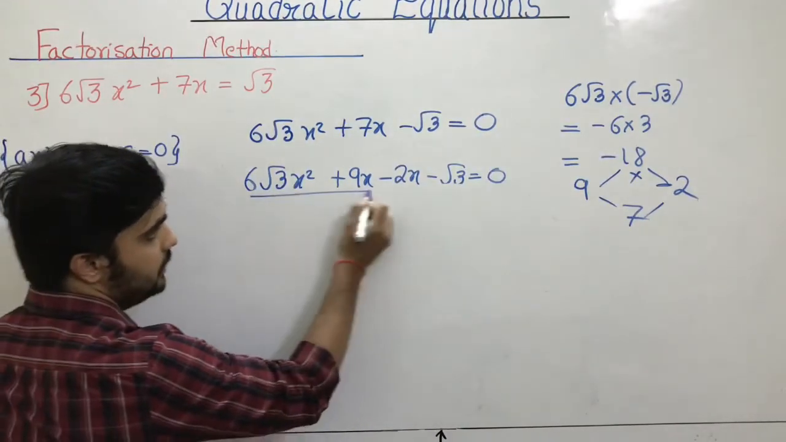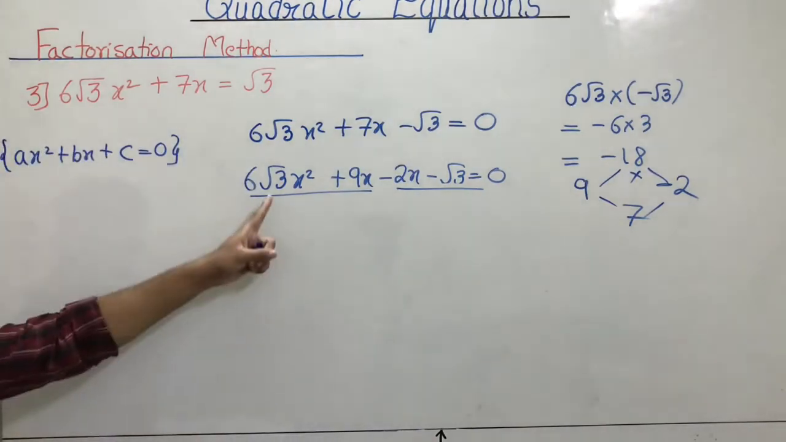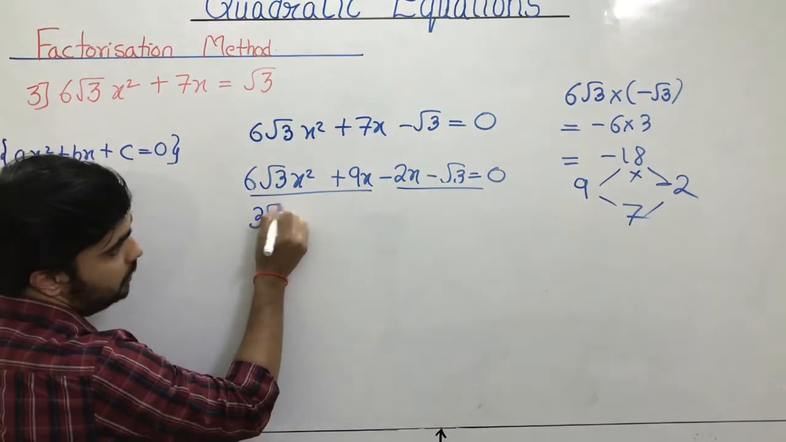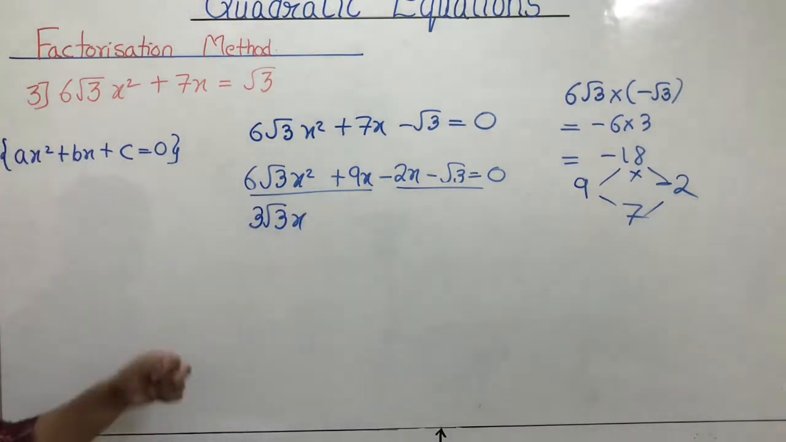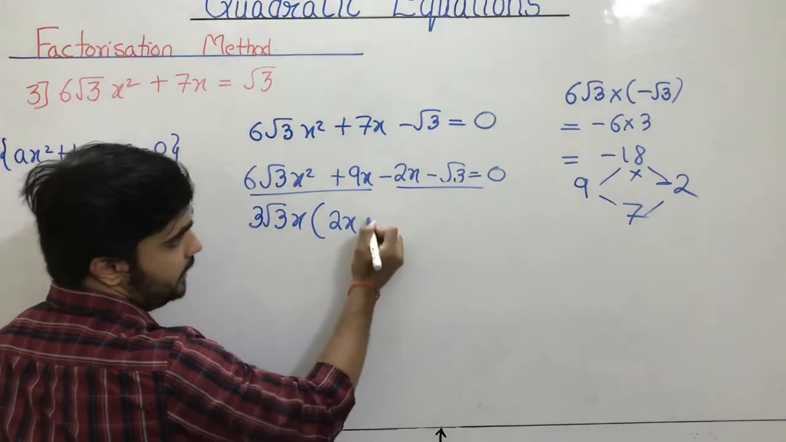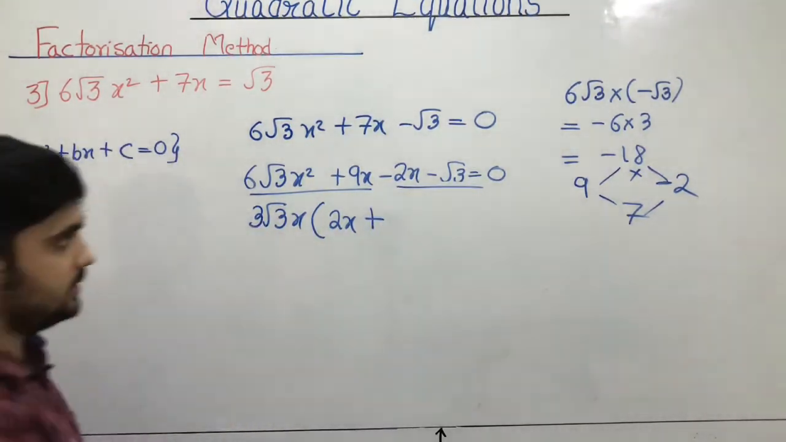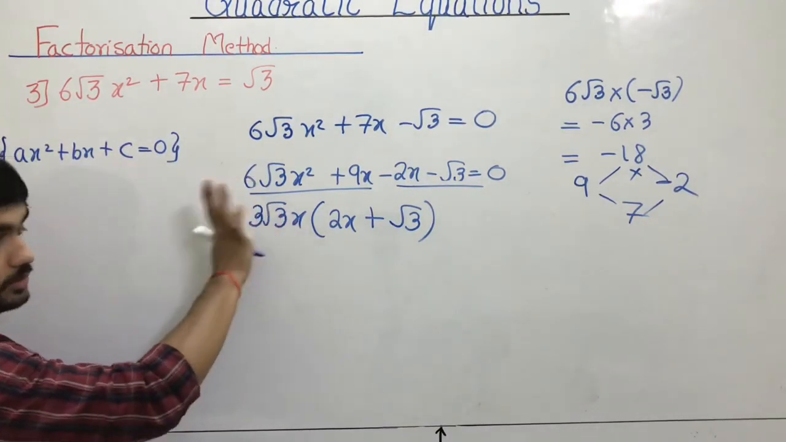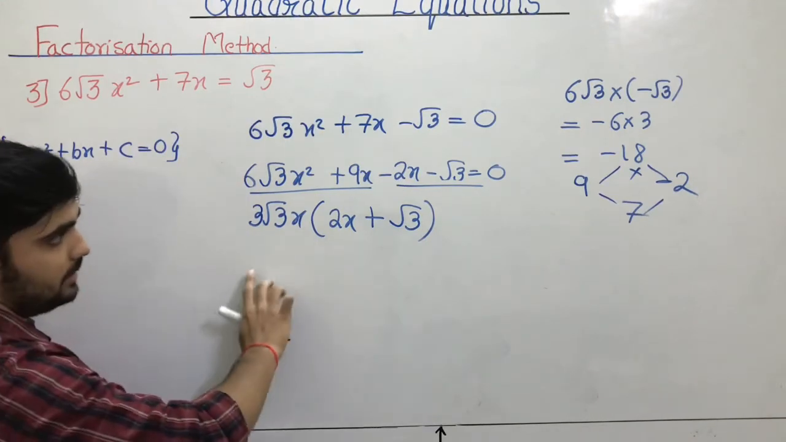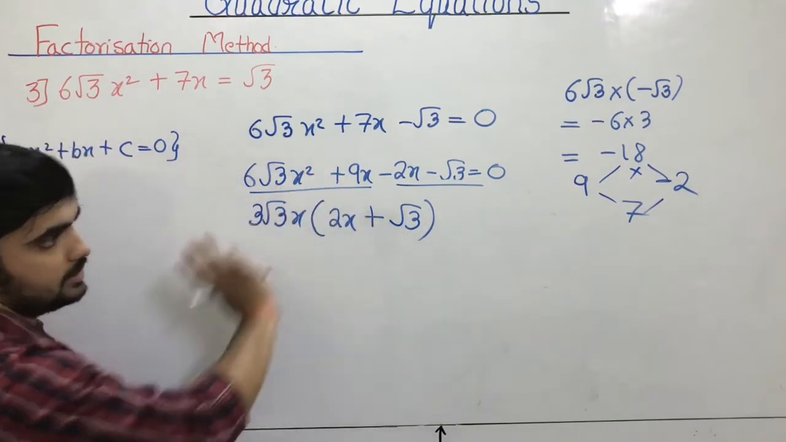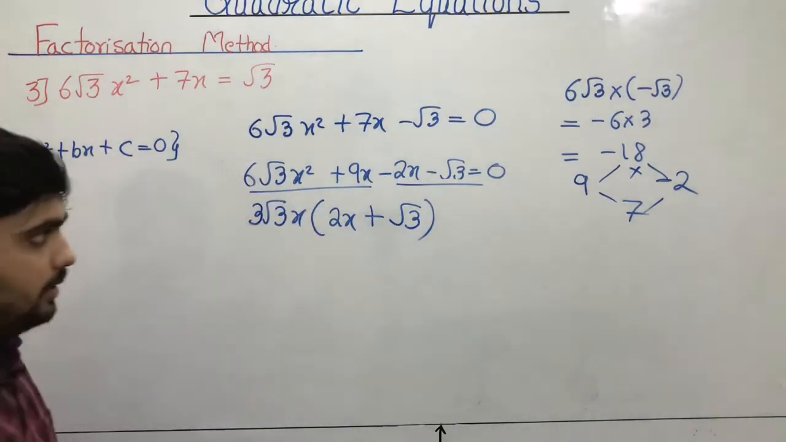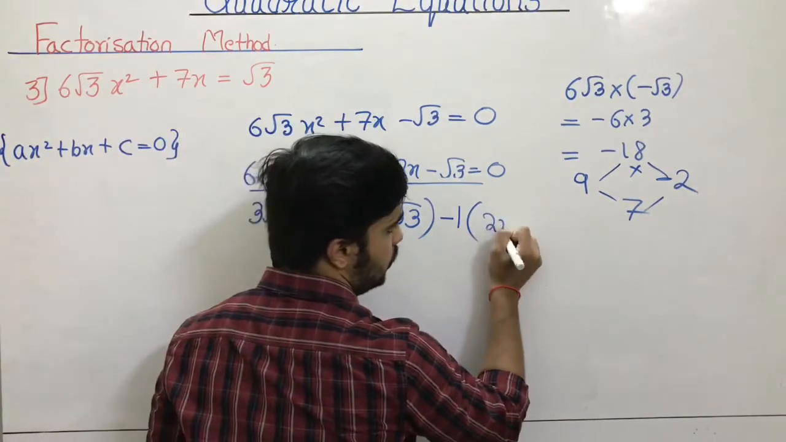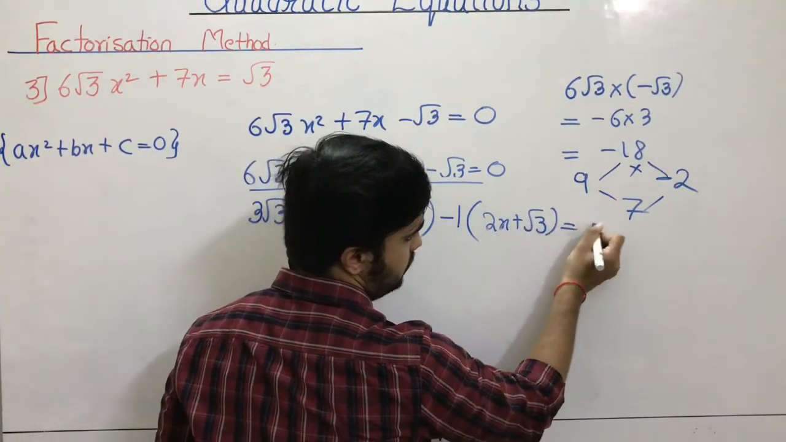Now we have to take this and this pair. So from this what we can take common is 3 root 3 into x common. So what is left is 2x plus, in this case, root 3. As we know that 2 into 3 is 6, so 6 root 3. And in next, 3 root 3 into root 3 is 9. You can solve it. And from next we can take minus 1 common. So what is left is 2x plus root 3, which is equal to 0.